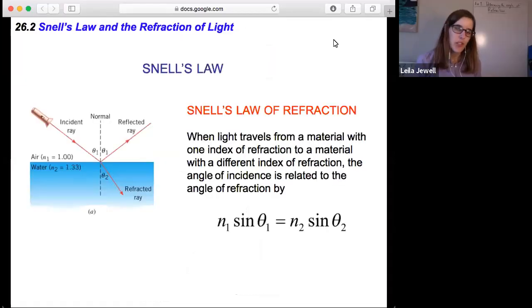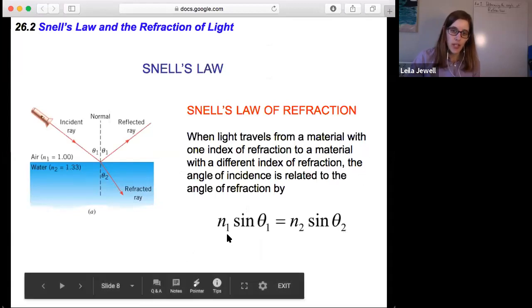Section 26.2, Snell's law and the refraction of light. Snell's law is one of the big equations of this chapter. It says that when light travels from a material with one index of refraction to a material with a different index of refraction, the angle of incidence is related to the angle of refraction by n1 times sine of theta 1 is equal to n2 sine of theta 2.